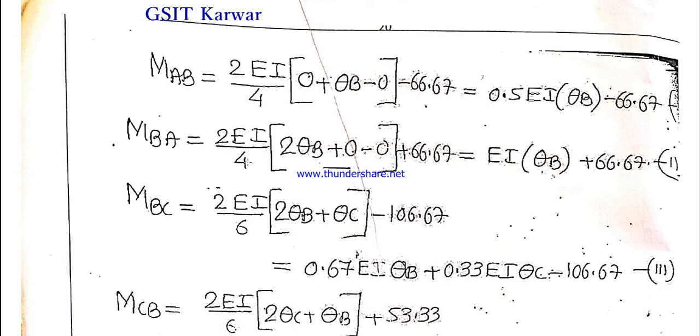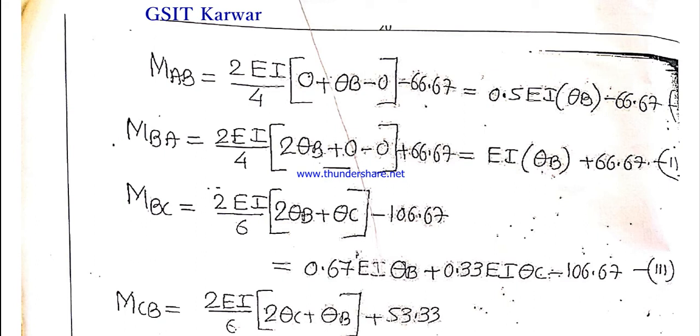Here 2EI by 4. EI means this is constant, don't worry about this. Some problems in the next class we are going to solve will have the EI value given. E means Young's modulus and I means the moment of inertia of the section of the member. If no value of this is given, don't worry, keep it as it is, it is a constant term.